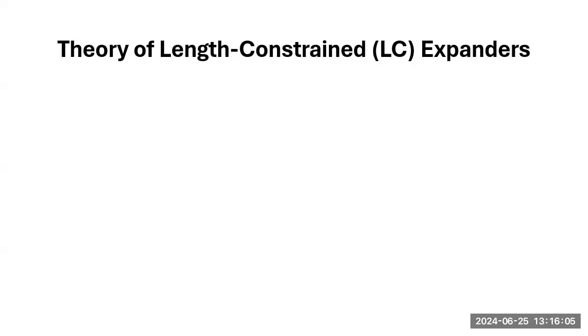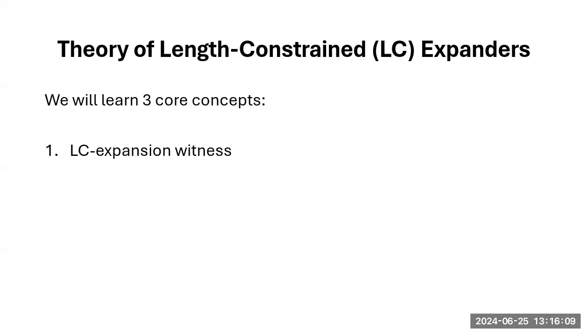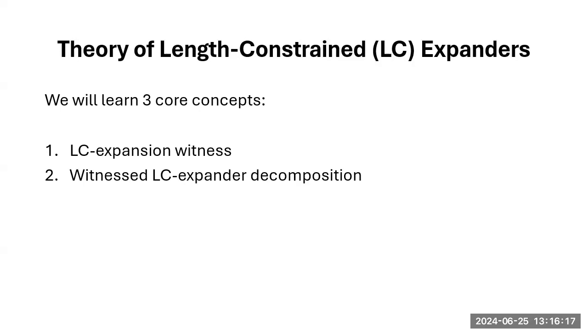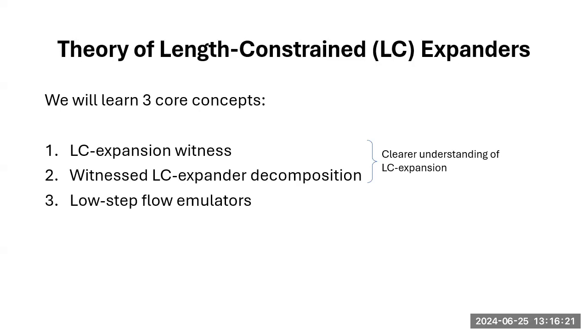For this talk, you will learn three core concepts. First is the witness of length constraint expansion. Another is what is witness length constraint expanded decomposition. And the last one is low step emulator. The first two parts already appeared in Bernard's talk, but the hope is that once you see this notion of witness, when you think about what a length constraint expander is, you will get a mental image that lets you see immediately what this object is. So it's a bit clearer what this thing is. And this low step flow emulator is another structure that is a core object that we will use throughout the workshop. That's why I tell you about this.